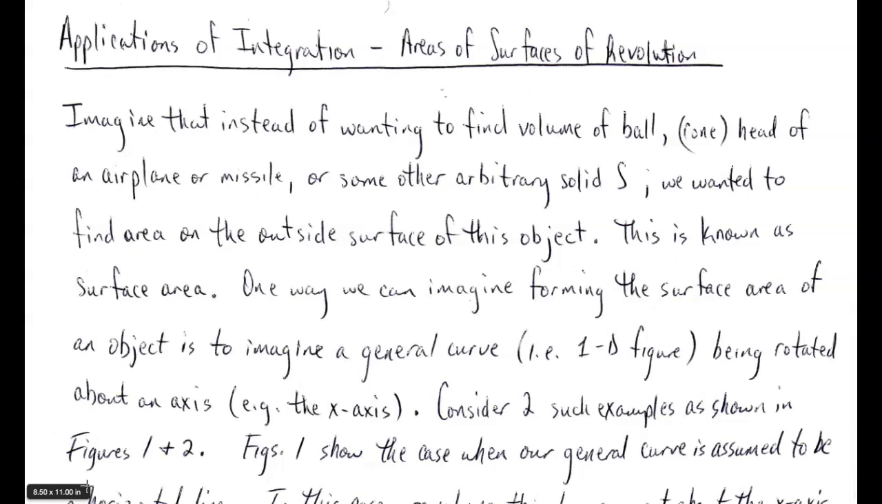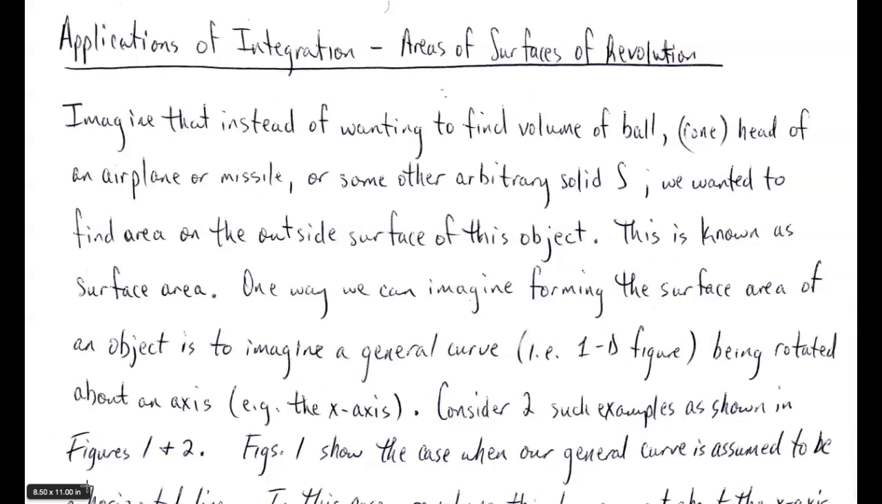So what we're going to talk about in this video is how we can use integration by taking some function and acting like we are going to take the profile of that function and rotate it about an axis so that we can come up with some shape. And instead of looking at the volume for that shape, we're going to look at the area that is on the outer surface of that shape. Hence, why we call this areas of surfaces of revolution.